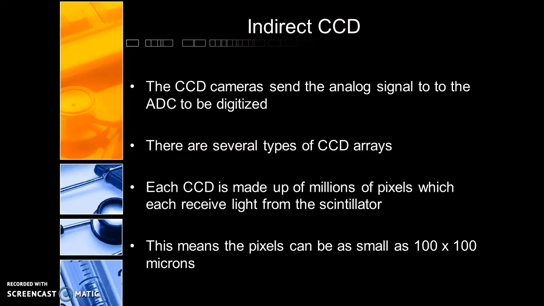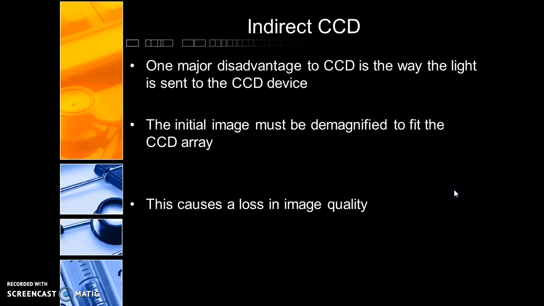So one of the advantages of the pixels in this method is that they can be very small. 100 by 100 microns is about 5 line pairs per millimeter, which is pretty good spatial resolution. One disadvantage is because of the way that the light is gathered and sent to the charge coupled device, that initial image is actually demagnified to fit the CCD array, and that does cause a loss in image quality.